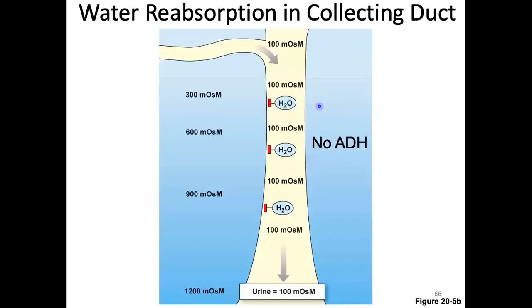The last thing that we need to talk about is water reabsorption in the collecting duct. So notice that the collecting duct goes through the renal medulla, right? Renal medulla gets more and more concentrated as we go more deep. If there's no ADH present, which never happens, but if there's no ADH present or less ADH present, you're not going to have much water getting pulled in or reabsorbed, and the urine's going to be really dilute, okay?